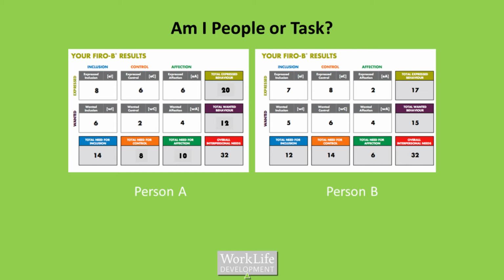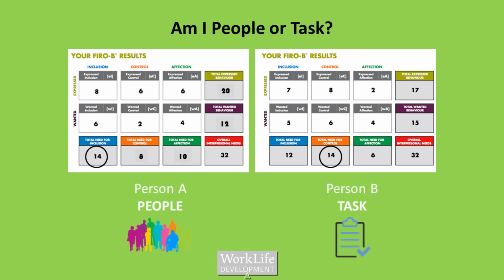So, here we have person A and person B. They both have the same number of total points, 32, but person A has the most individual points, 14, in inclusion, a people measure, the furthest left column, and person B has the most individual points, 14, in the area of control, a task measure, the column to the right of inclusion. So, person A favours the people meta pattern and person B favours the task meta pattern.